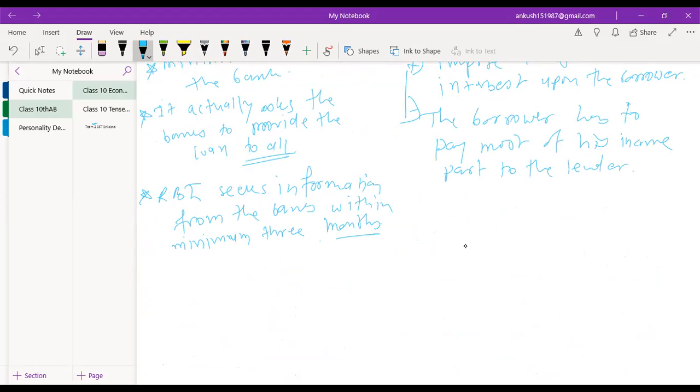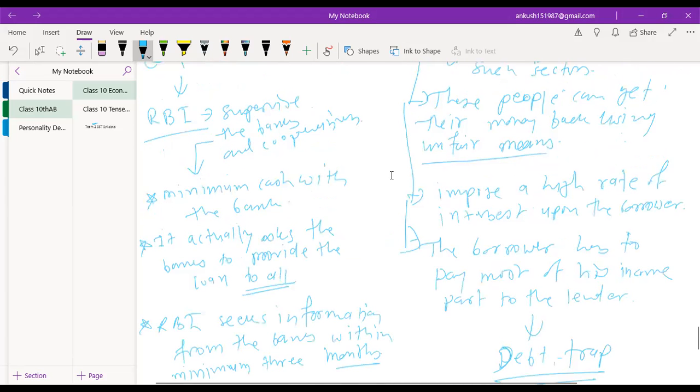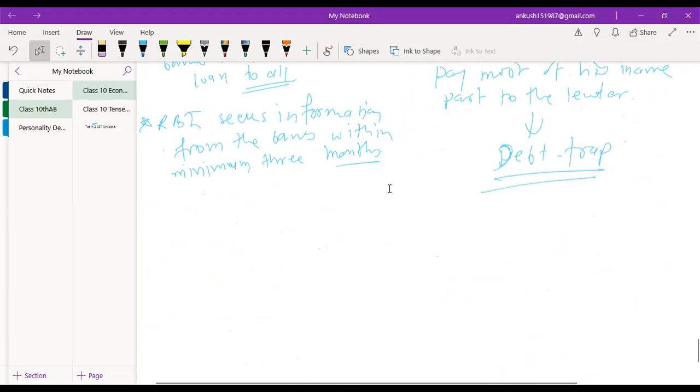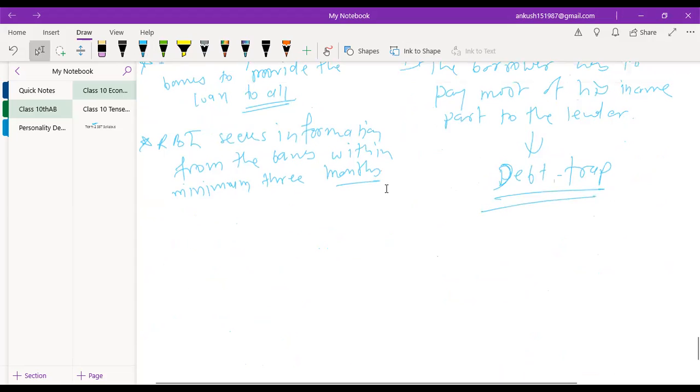And this is what is called the debt trap, where the person can be trapped by such money lenders or informal sector of credit. Understood?